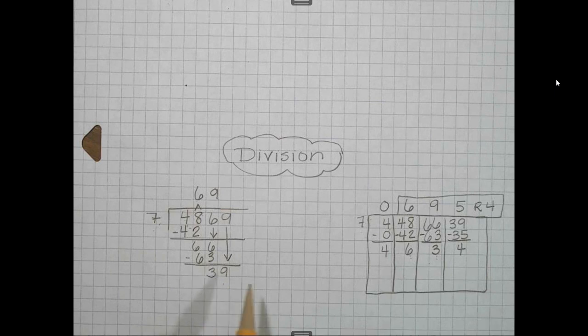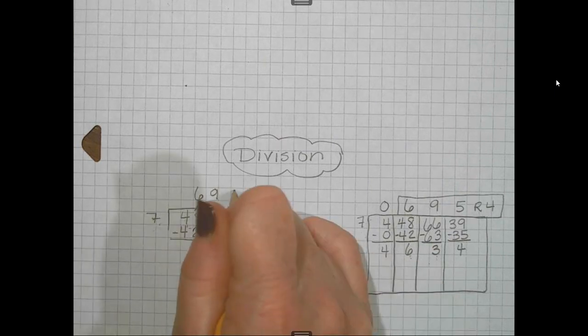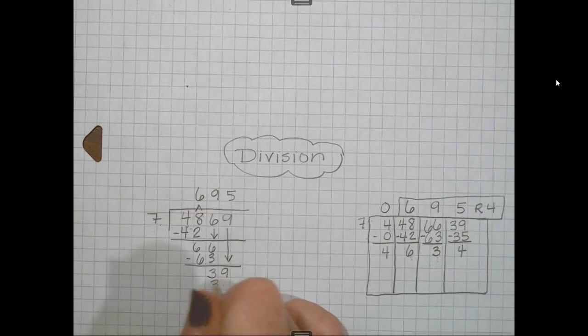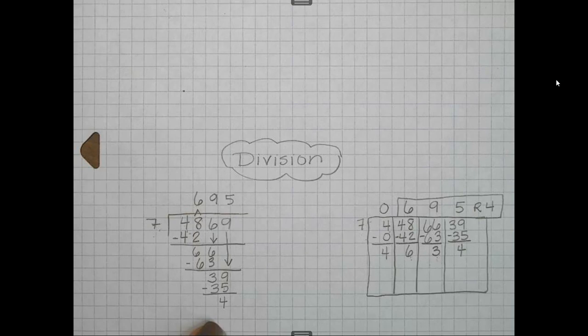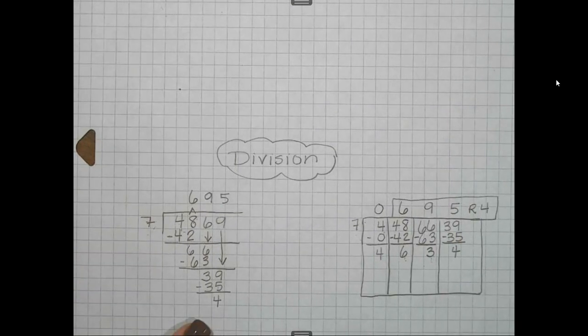So how many groups of 7 can you make with 39? That is going to be 5, and that's because 5 groups of 7 is 35. And then you have 4 ones that you can't make another group of 7 with. So this is called the remainder.